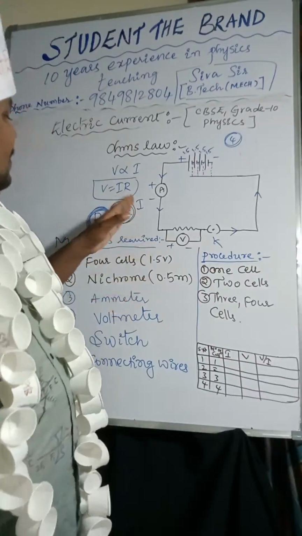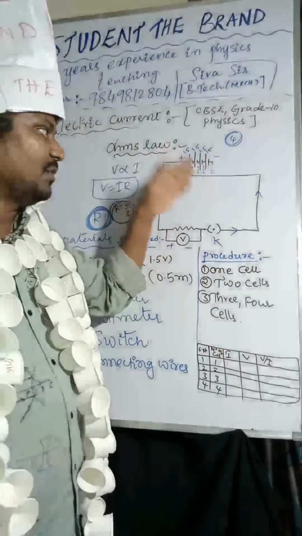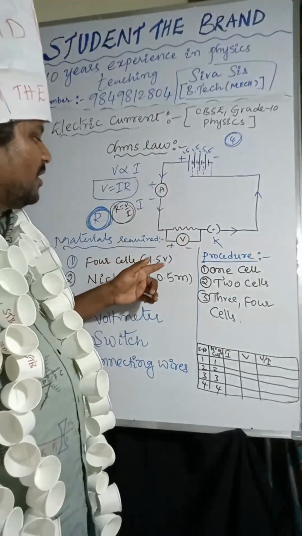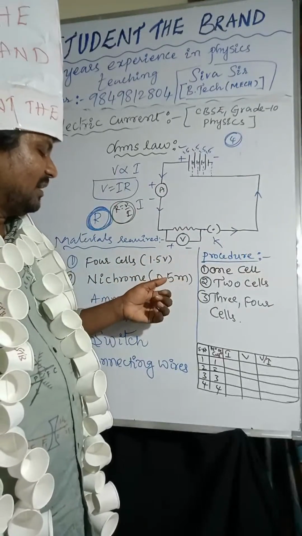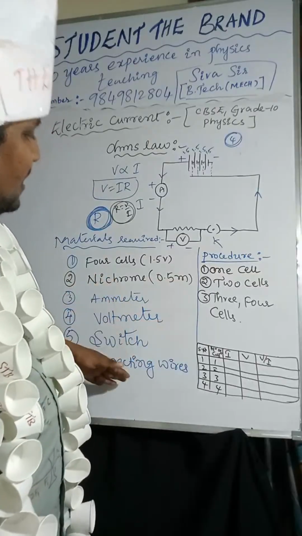So this is the circuit diagram, very important. They will give this one for 2 marks. Circuit diagram and materials required: four cells of 1.5 volts each, nichrome wire, an alloy of nickel, chromium, manganese and iron metals, of 0.5 meter length, ammeter, voltmeter, switch and connecting wires.